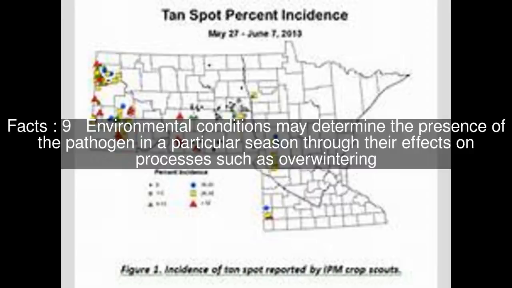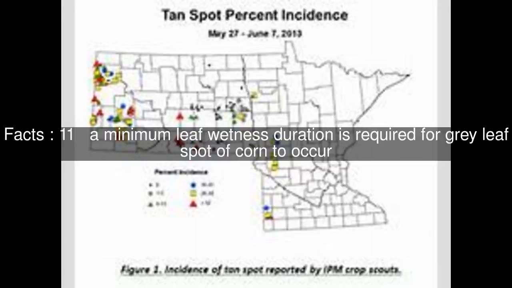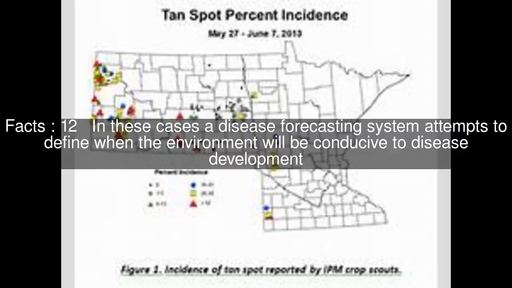Environmental conditions may determine the presence of the pathogen in a particular season through their effects on processes such as overwintering. Environmental conditions also affect the ability of the pathogen to cause disease, e.g. a minimum leaf wetness duration is required for gray leaf spot of corn to occur. In these cases a disease forecasting system attempts to define when the environment will be conducive to disease development.